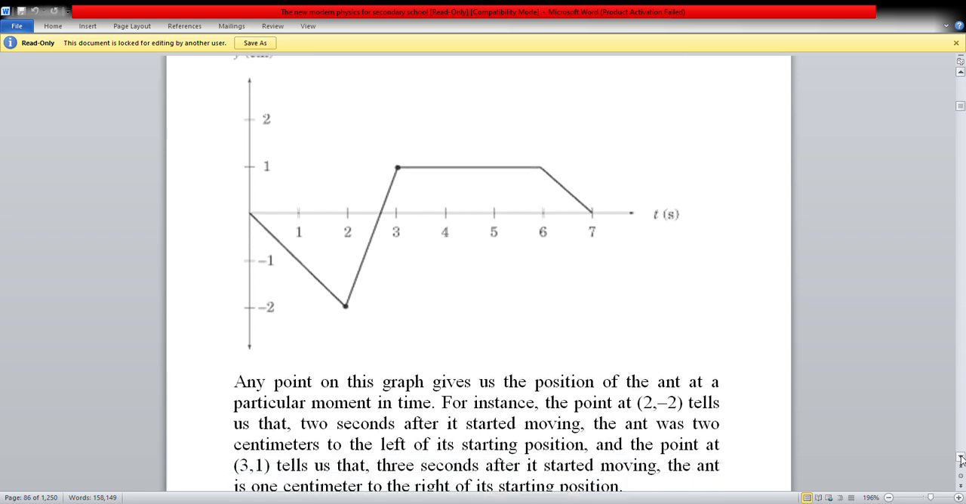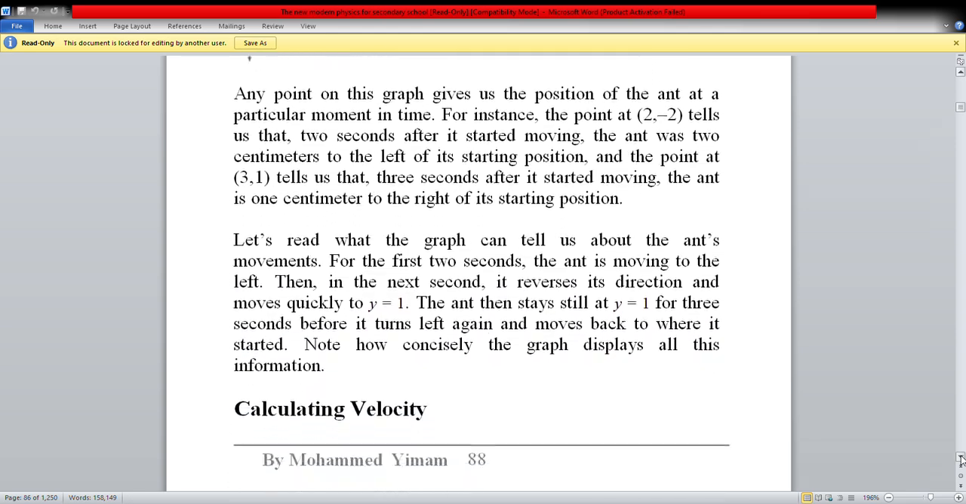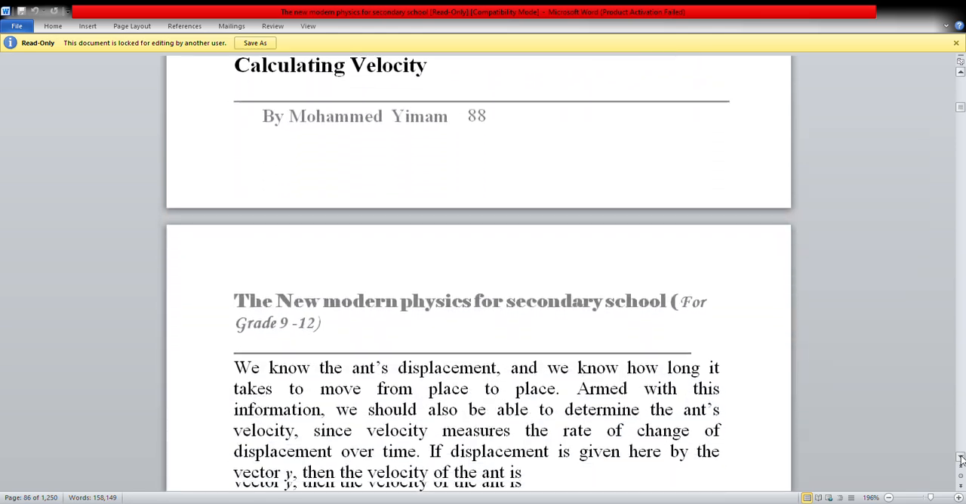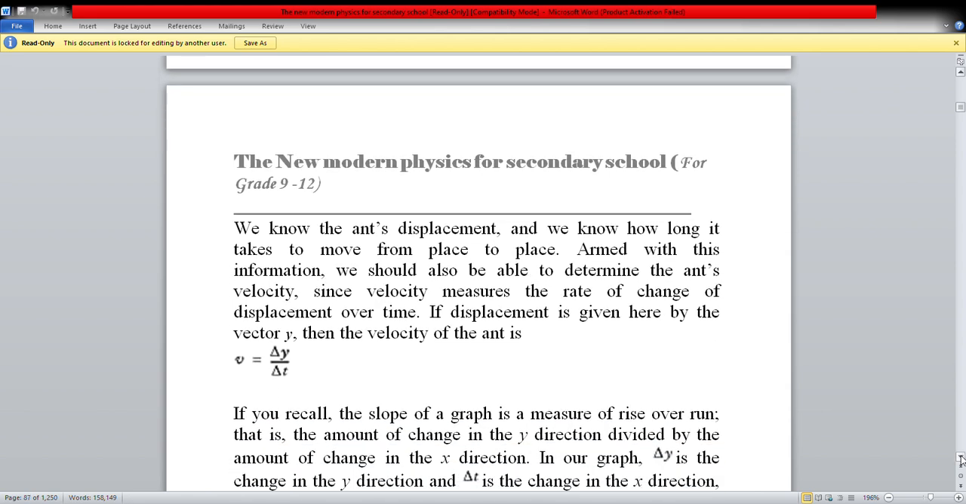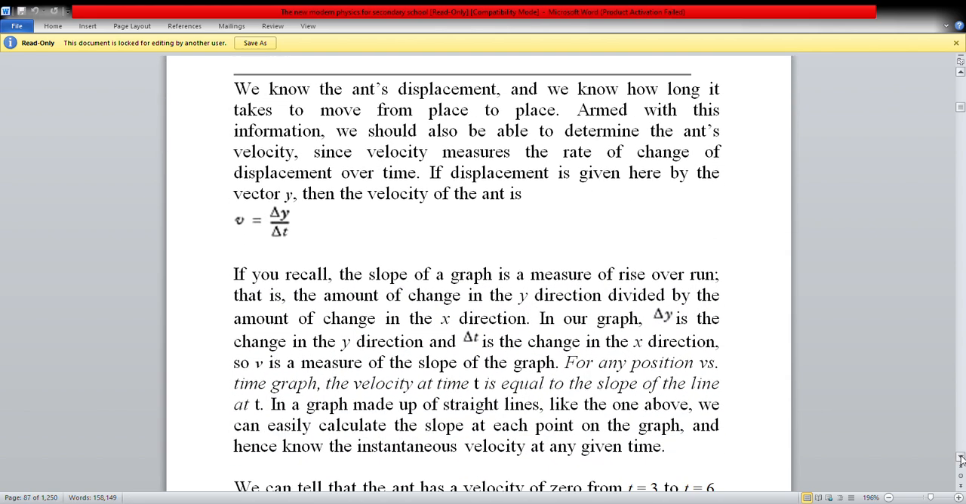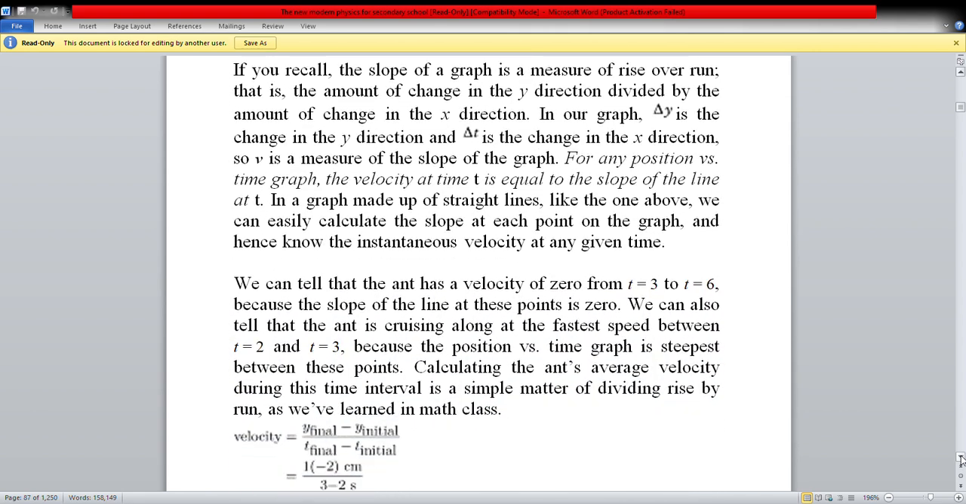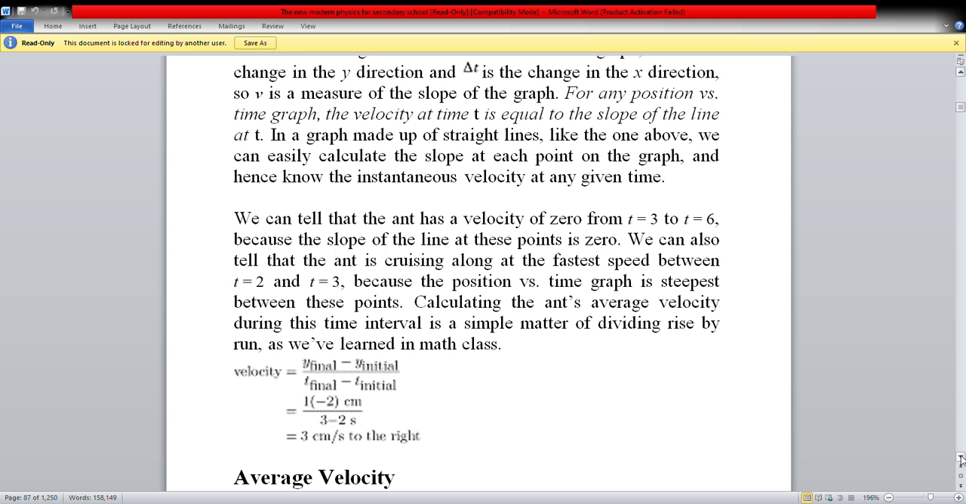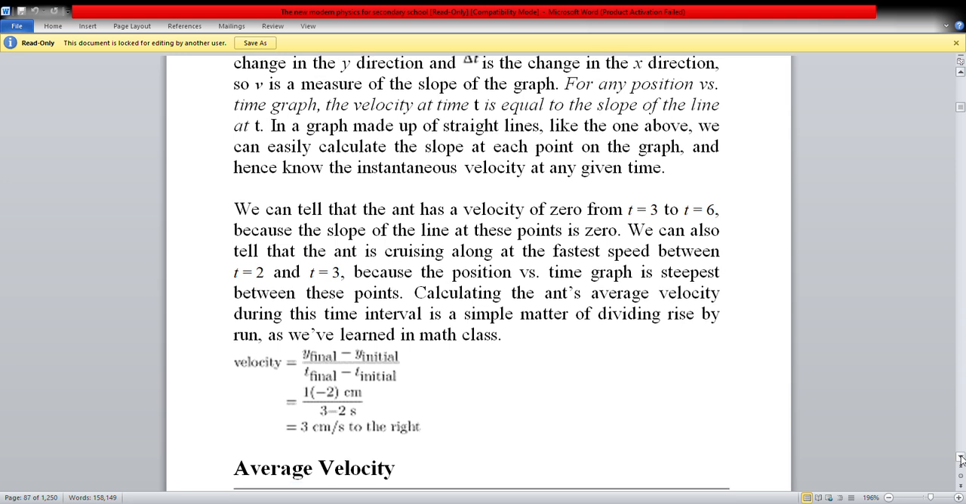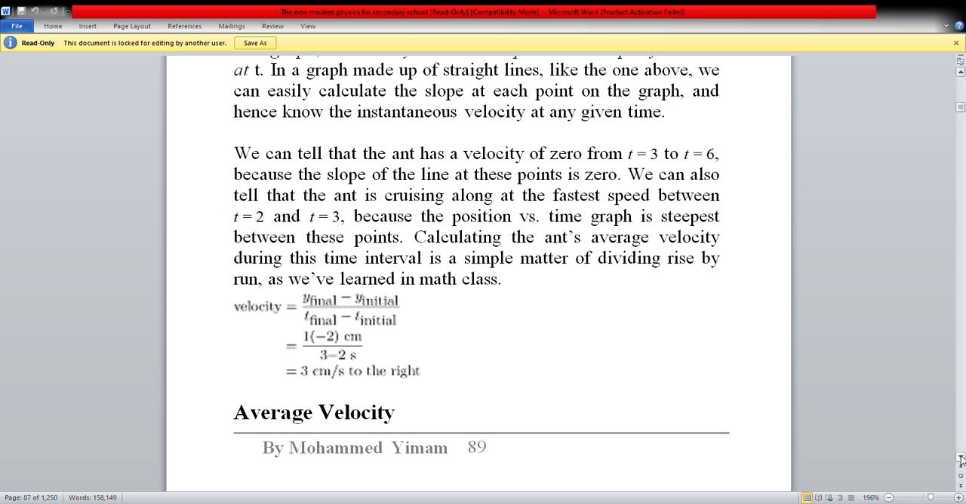Therefore, calculating the velocity, v is equal to change in y over change in t. Let's substitute. Velocity is equal to v final minus v initial over t final minus t initial. That means 1 minus -2, the change in position, centimeter, initial 0 over 3 minus 2 seconds. The time it takes is 2 seconds, therefore 3 centimeters per second to the right.